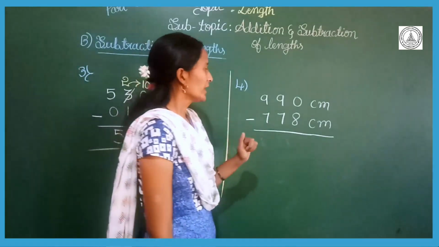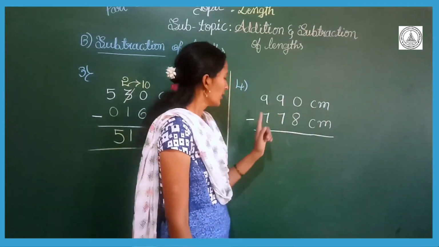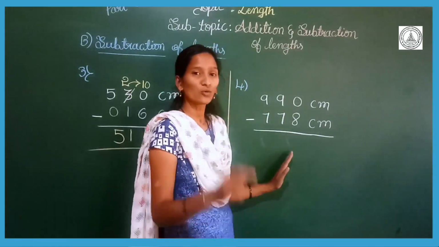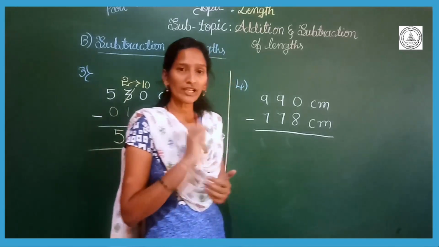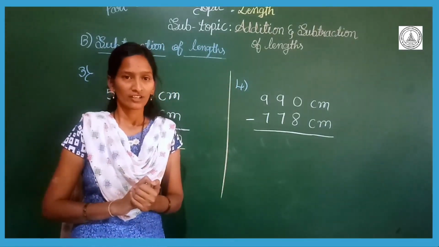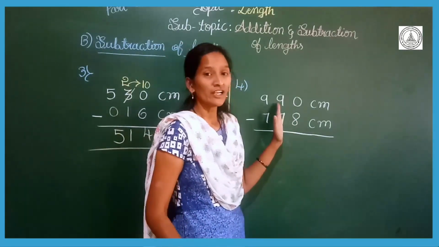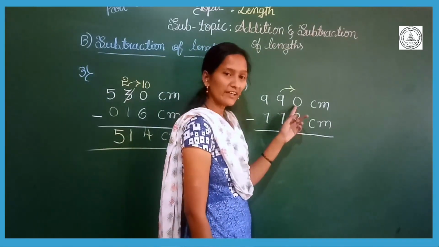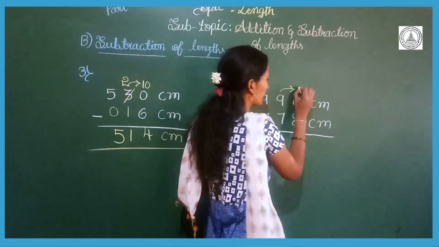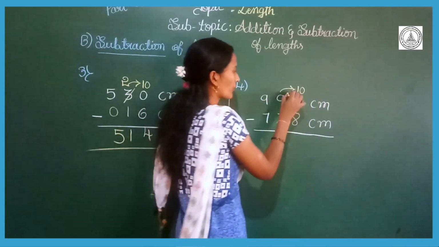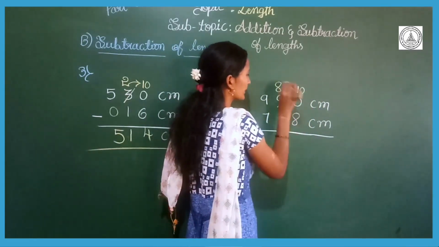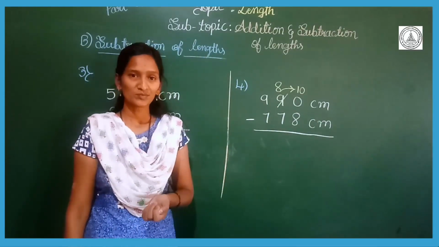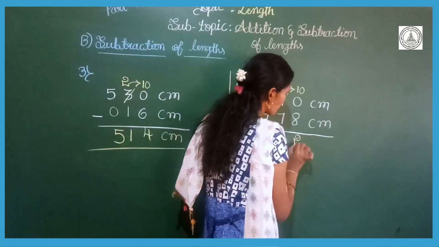So come to the last problem. It is 990 centimeter minus 778 centimeter. First you have to subtract the numbers in the ones column, right? It is 0 minus 8. 0 minus 8, is it possible to subtract? We cannot, right? So what can we do? We can take a borrow from the tens column. Here is a 9. So 0 will borrow 1 ten from the tens column, so now it is 10 ones. After giving the borrow, this 9 becomes 8, right? So 10 minus 8. What is 10 minus 8? 10 minus 8 is 2. Write down here 2.